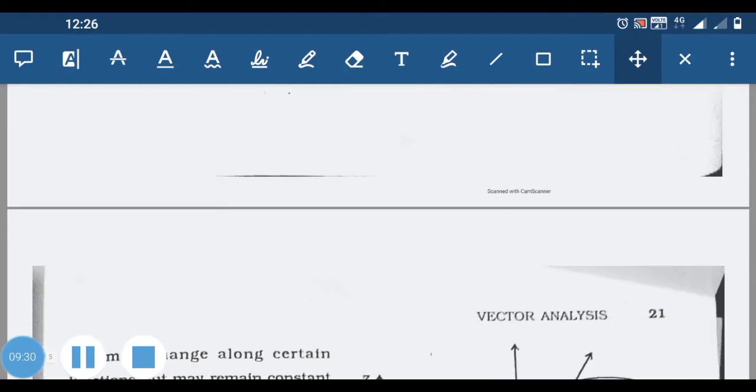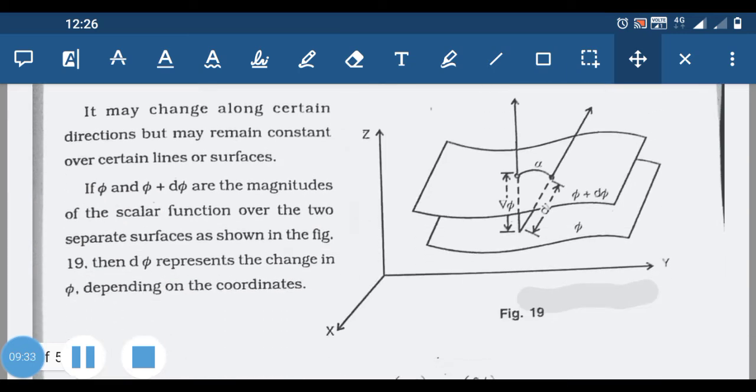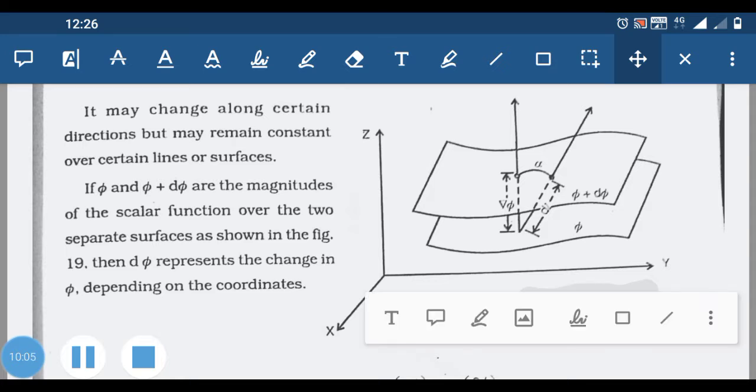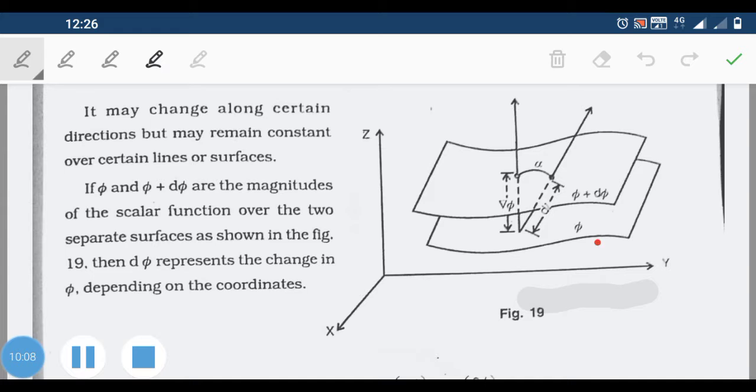Next, it may change along certain directions but may remain constant over certain lines or surfaces. There will be some region of space where that potential or temperature remains constant. In the case of temperature, we call it isothermal, that is, the temperature remains constant. If phi and phi plus d phi are the magnitudes of the scalar function over two separate surfaces, here two surfaces are shown. Below, the surface value is phi, and above, it is phi plus d phi.